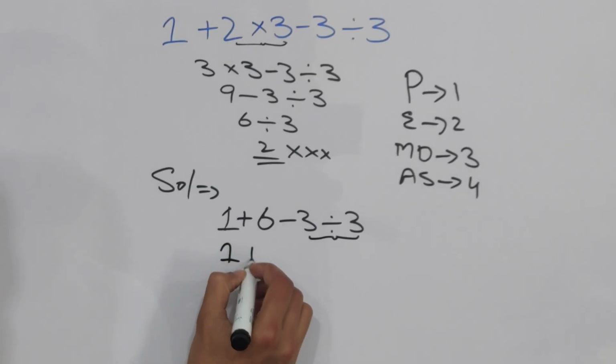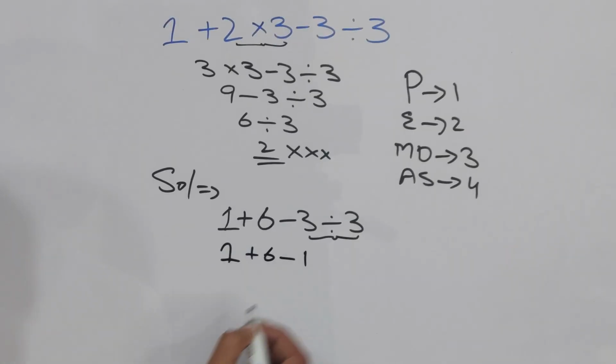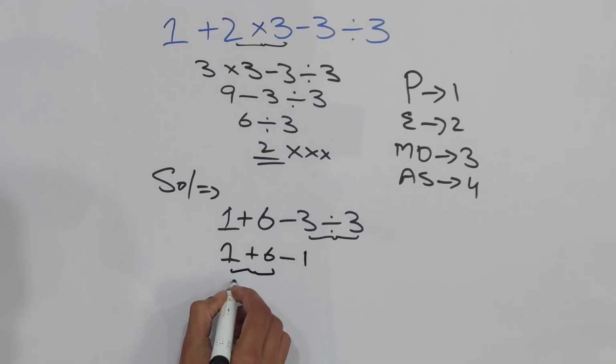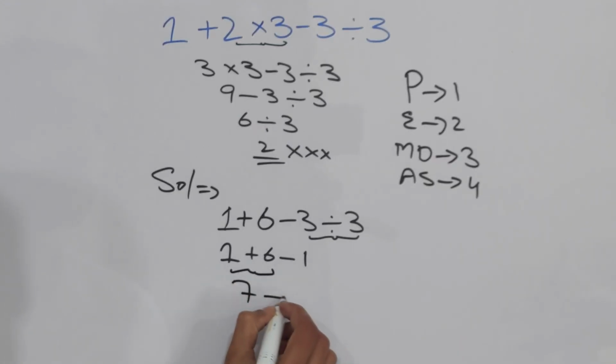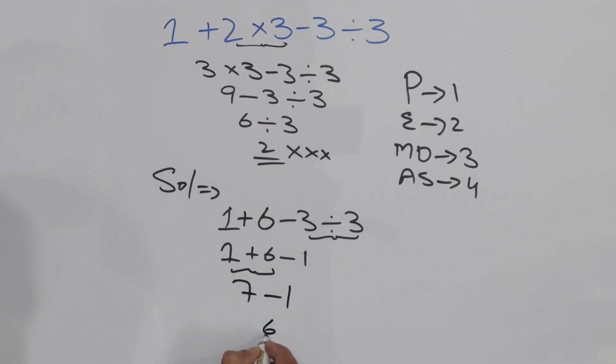So 1 plus 6 minus 3 divided by 3 is equal to 1. Now plus first, right? So 1 plus 6, 7 minus 1, and 7 minus 1 is equal to 6. This is the correct answer.